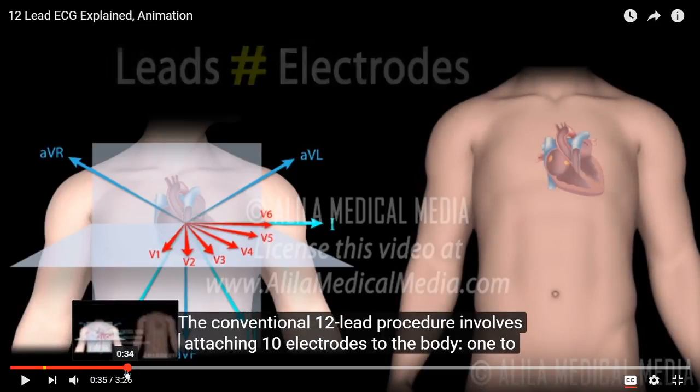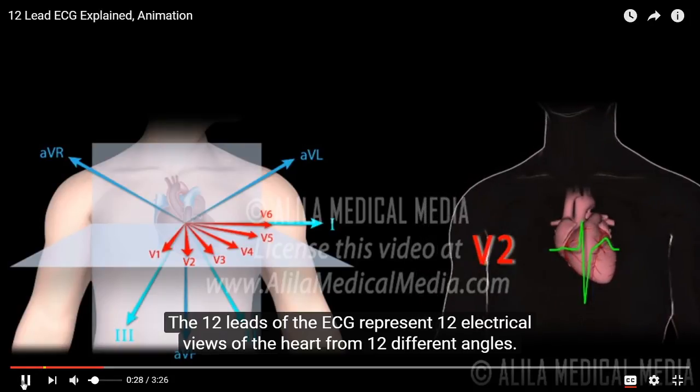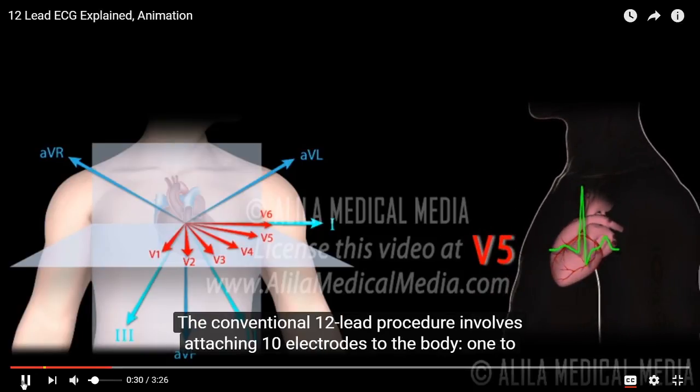Okay, I don't know if you caught that, but if you look at this part, they're showing you the views of the leads. So V1 looks at the heart like this, and then as you go through, V2, V3, it's on the chest, so V1, V2, V3, V4, V5, V6, you're going to be looking at the heart from different angles across the heart. So you'll see how the body's torso turns, and that is the view that each of those leads is viewing the heart from. Views of the heart. So take a look at that. V2, V3, V4, V5, and V6 is from the side.